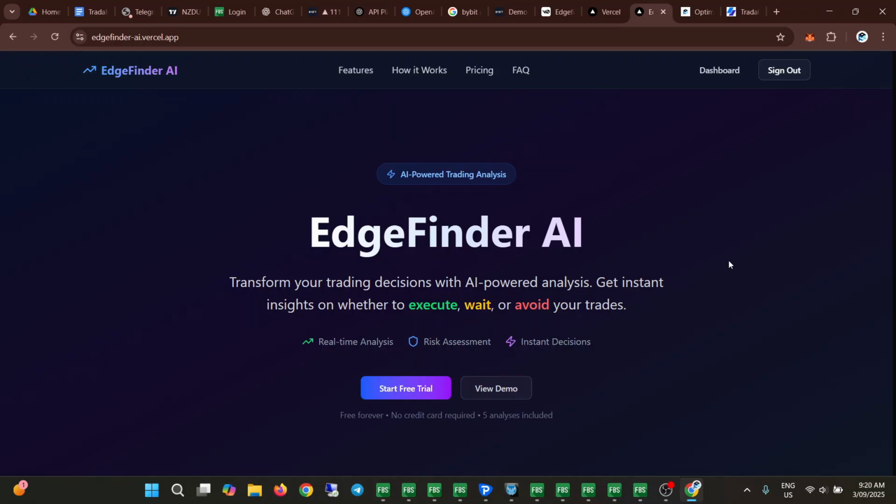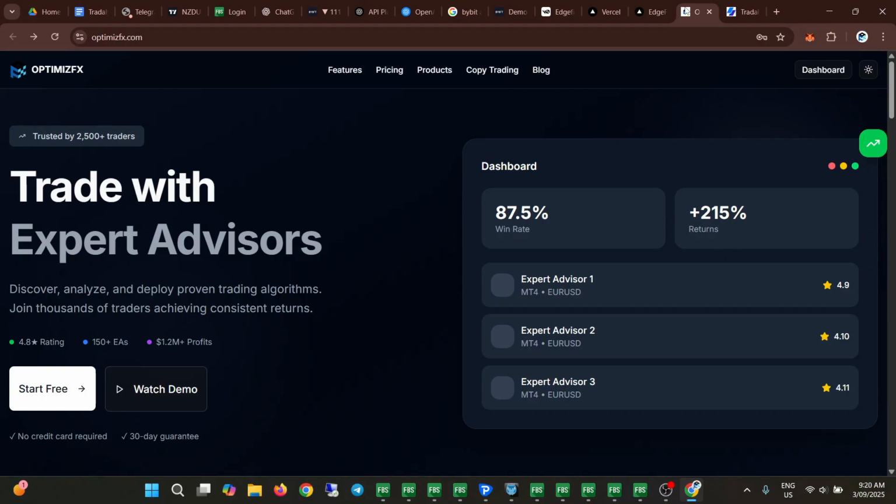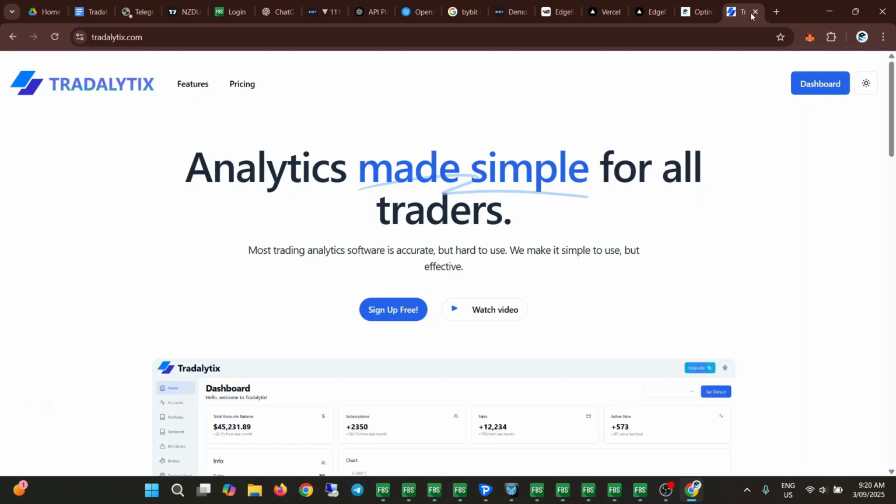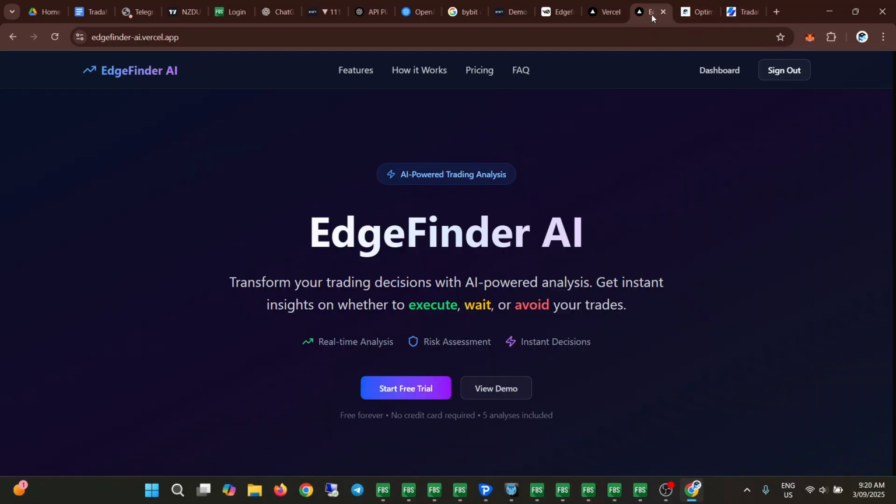Right in front of me I have EdgefinderAI, which is a new app that I created in just the last month. But before I get into going through the EdgefinderAI app, I've got some forward testing robot results that I'd like to share first, and then I'll get to this and the Optimize Effects website and the Tradalytics website at the end of the video. So stay tuned. I'll do a quick overview of what these are, and let's get stuck into some expert advisor results.